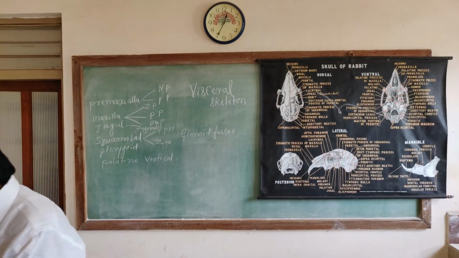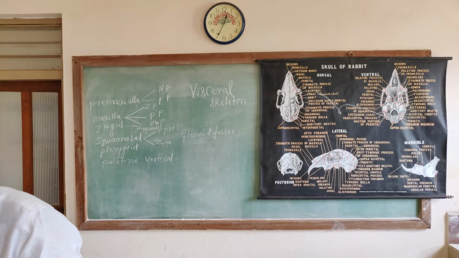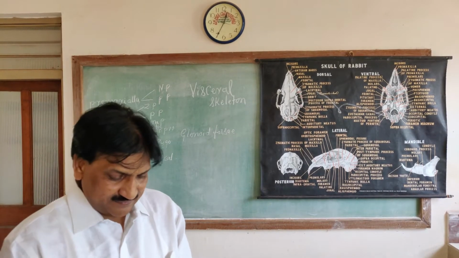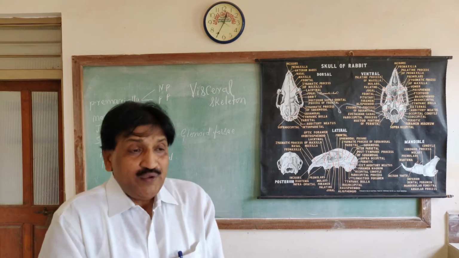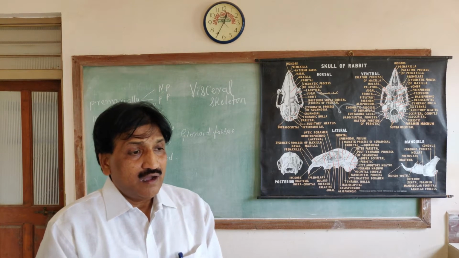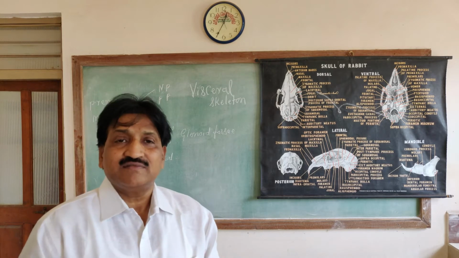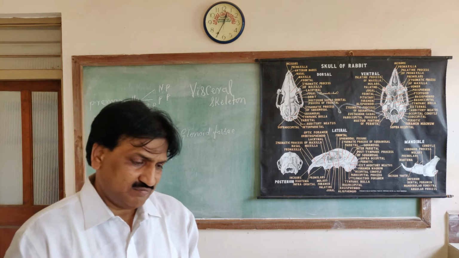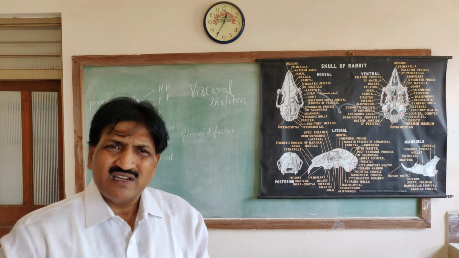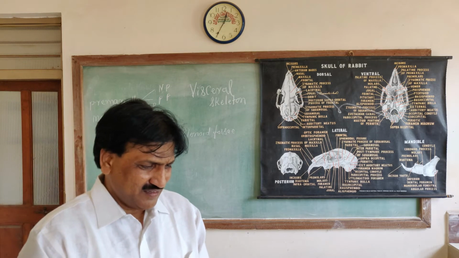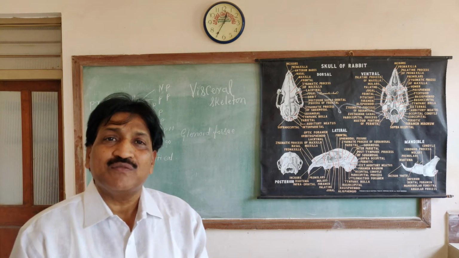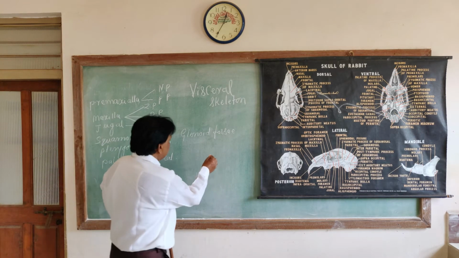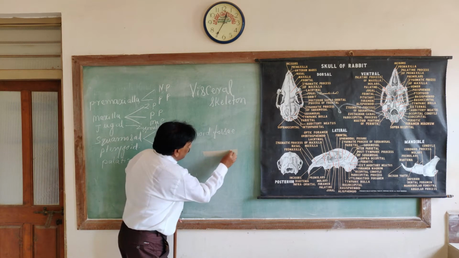Now these premaxillae bear teeth. How many teeth are present in the case of rabbit? Totally 28. You should know the types of teeth, depending upon their position on the jaw bone.